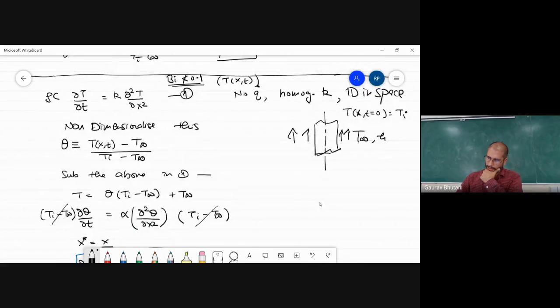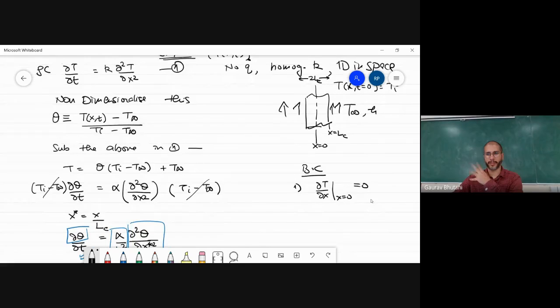Okay, so what are the boundary conditions in this case? So the boundary condition that we have for temperature is, so this is my X equal to 0, and this is my X equal to L. So this bar is of size 2L, or 2LC if you want to call it. Then the boundary conditions I have are the center line boundary condition. So now you know that's symmetric. So that means we'll have a symmetric boundary condition. So del temperature by del X at X equal to 0 is 0. So that's my adiabatic or symmetric boundary condition.